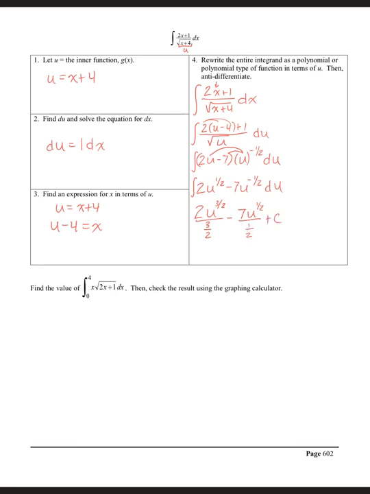Okay, if you do some keep change flip, you get 4/3 u to the 3/2 minus 14 u to the 1/2 plus c. Rewriting this in terms of x, you get 4/3 x plus 4 to the 3/2 minus 14 x plus 4 to the 1/2 plus c. And again, take the derivative and check and make sure it works.